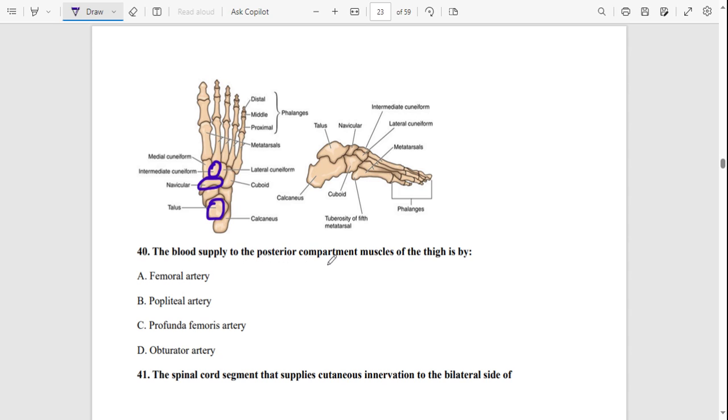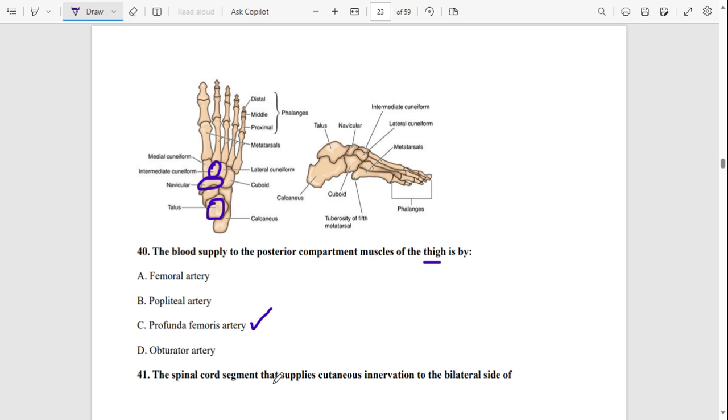The blood supply to the posterior compartment muscles of the thigh is by... Remember what we said? Posterior compartment of the thigh. What did we say? Let's start. Anterior compartment of the thigh. The blood supply is the same as the innervation. That is from the femoral artery, femoral nerve. The medial compartment of the thigh. Blood supply is the same as innervation. Obturator artery, obturator nerve. But now the posterior compartment, the blood is from the profunda femoris, while the innervation is from the sciatic. So the answer is profunda femoris.